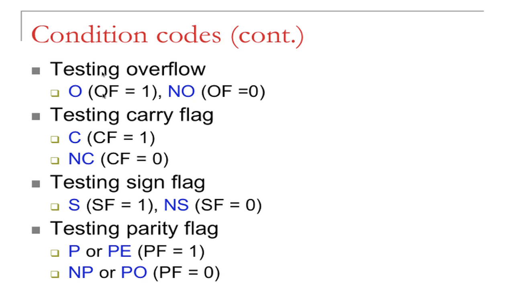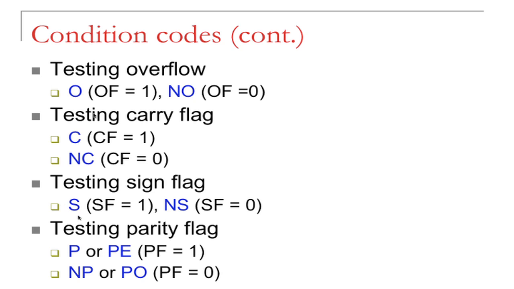We have some examples here. Testing overflow will use OV. If it's O, that means the overflow flag is a 1, or if it's NO, it means overflow flag is a 0. To test the carry flag, we use C or NC. C or NC both are condition codes, and you can use these condition codes together with other letters to make an instruction mnemonic or the opcode of the instruction.